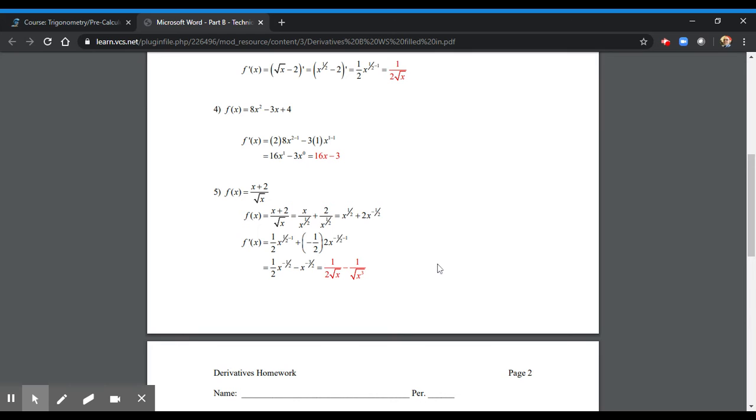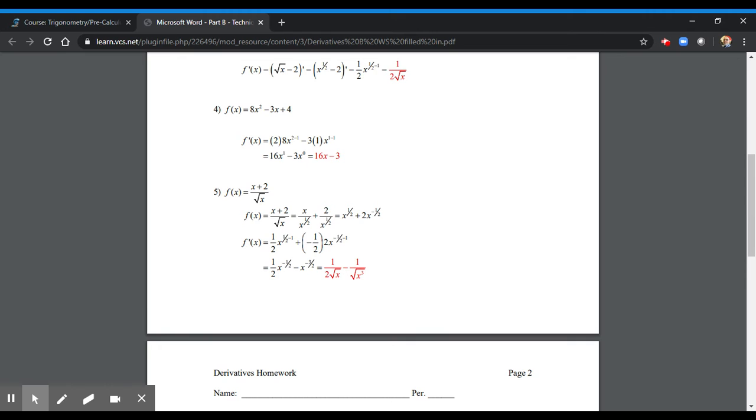All right, number 5 is a little trickier here. I've got x plus 2 divided by the square root of x. Well, I've got f of x is equal to, I could rewrite this as x over x to the 1/2 plus 2 over x to the 1/2. And I could write that as x to the first times x to the negative 1/2 would give me x to the positive 1/2. 2 times x to the negative 1/2 would look like that. Now I can take the derivative of it.